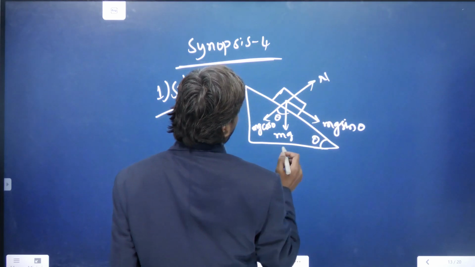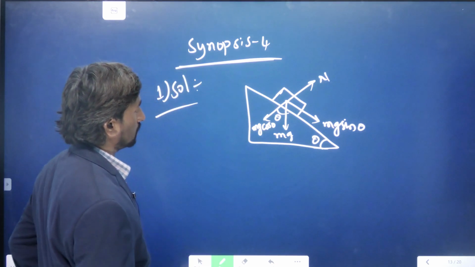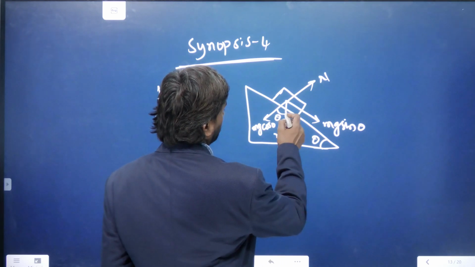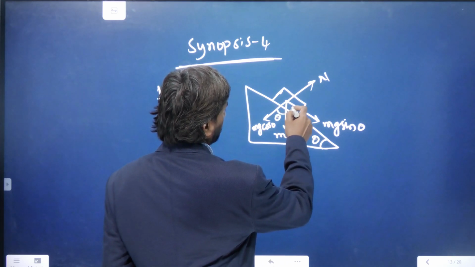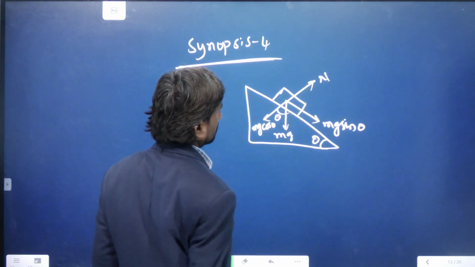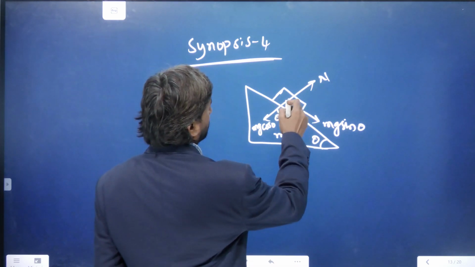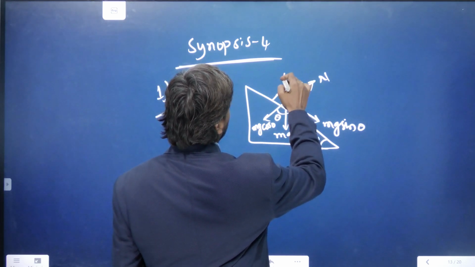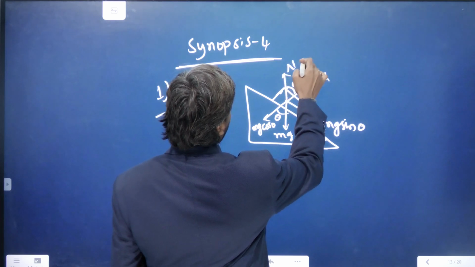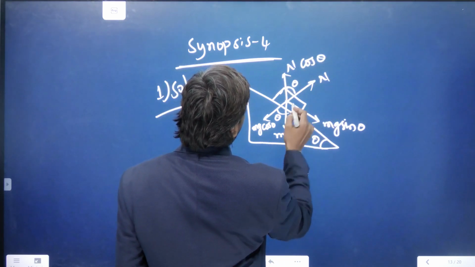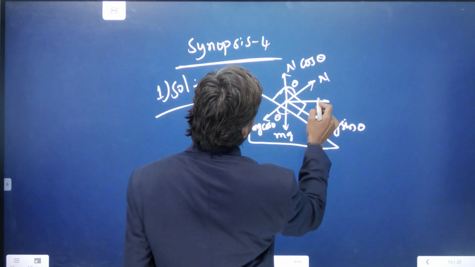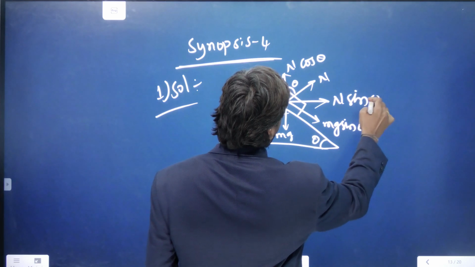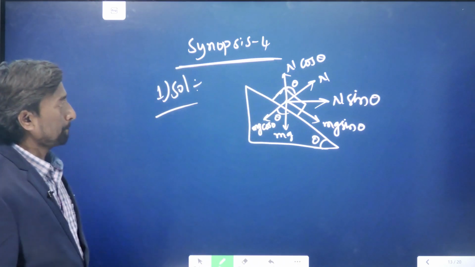It will act there. So now the normal reaction has to be at theta. If this is theta, then this one will be 90 minus theta. So it is 90, and this one will be theta. Okay, this also will be theta. Now this force is N cos theta here, and horizontally, this is a horizontal force. We can write here N sin theta. Okay, N sin theta.